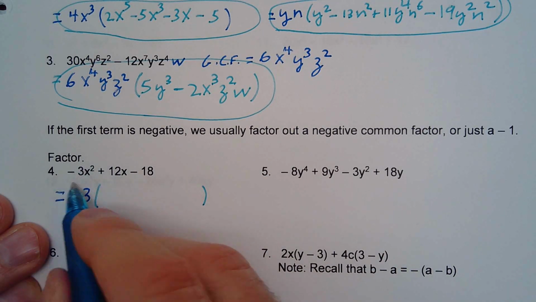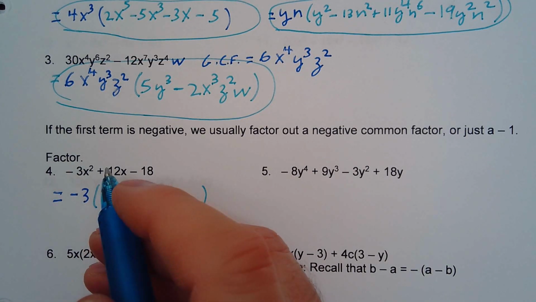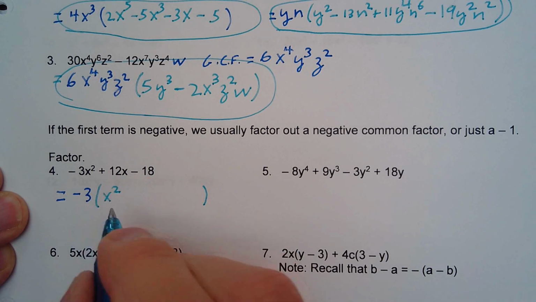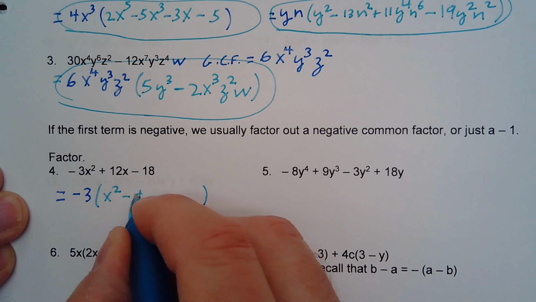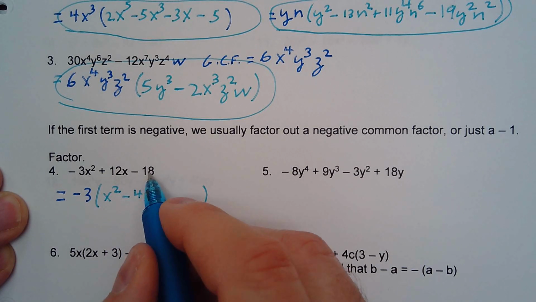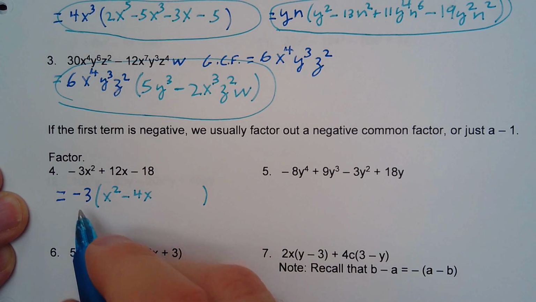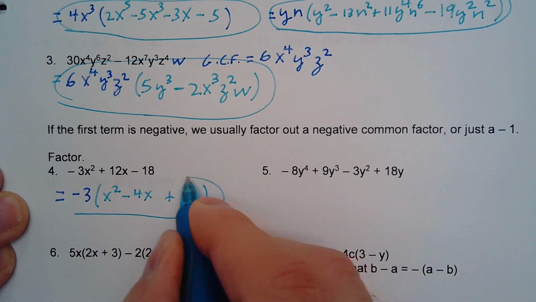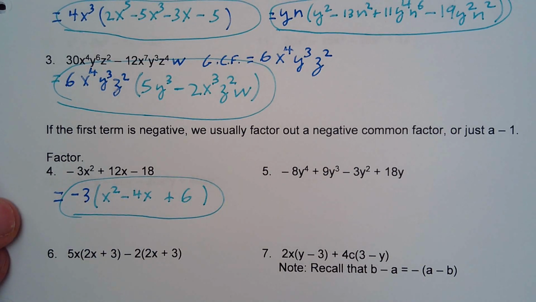Negative 3 divided by negative 3 is positive 1, so we're just going to write x squared. 12 divided by negative 3 is a negative 4x. Negative 18 divided by negative 3 is positive 6. And so that would be your answer.